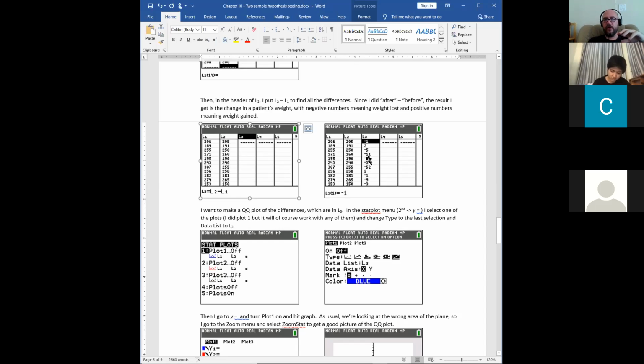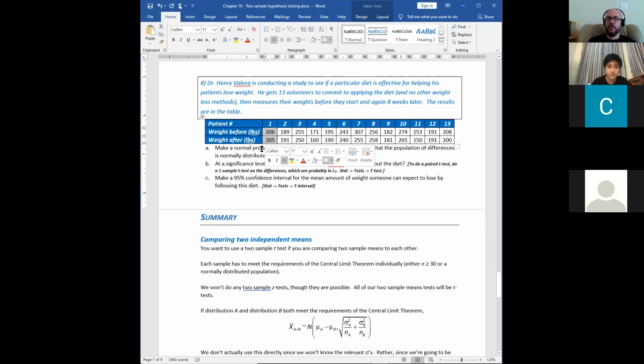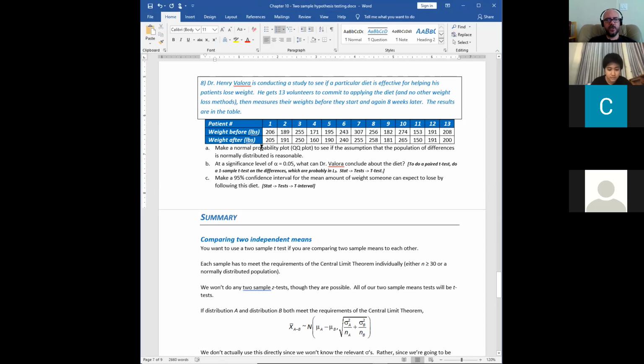So what that means is, from this problem, even though I have two samples, a sample from before and a sample from after, I'm not actually using them directly. I'm only using the differences.